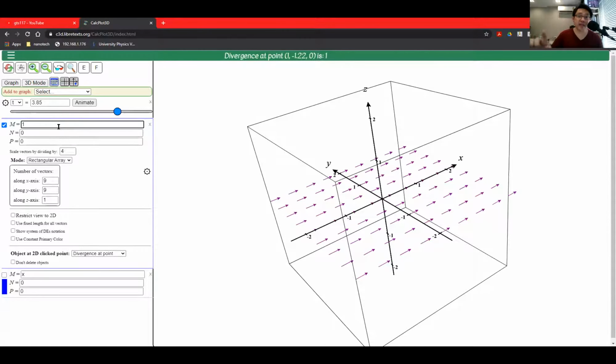So this vector field is easy. I say that in the X direction, I have a vector of size 1 pointing in the X direction. So that's why I don't have any other components of the vector. Y is 0, Z is 0. So no matter where you are in the XY plane, you're going to have a vector pointing along the X axis with a size of 1. You guys with me with this?